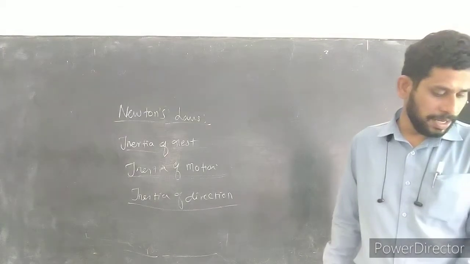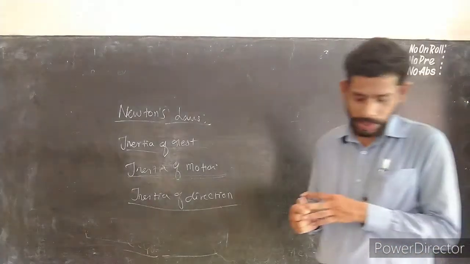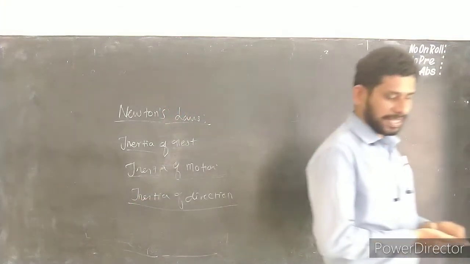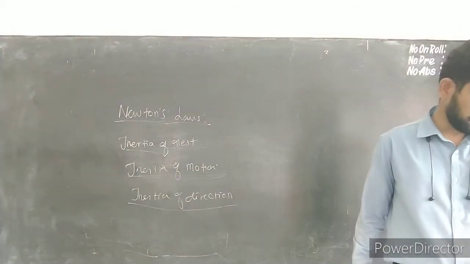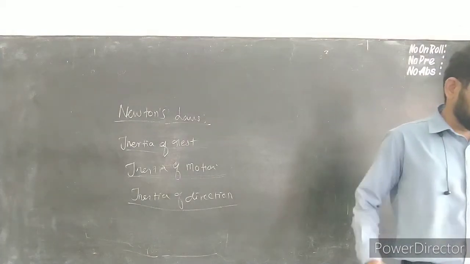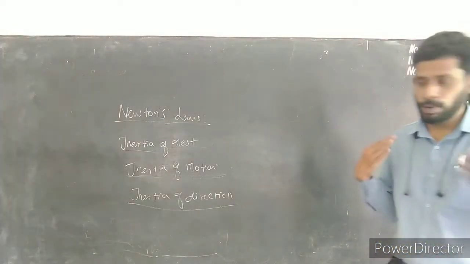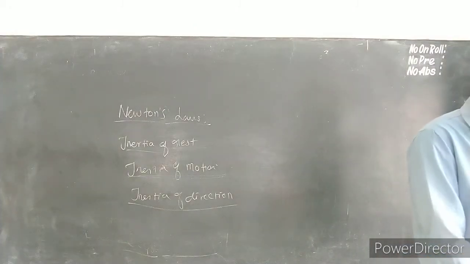The inability of an object to change its direction of motion on its own is called inertia of direction. For example, when we say that the object is at rest or in motion with constant velocity, what is the meaning of inertial frames? If an object is free from all forces, then it moves with a constant velocity or remains at rest when seen from the inertial frames.